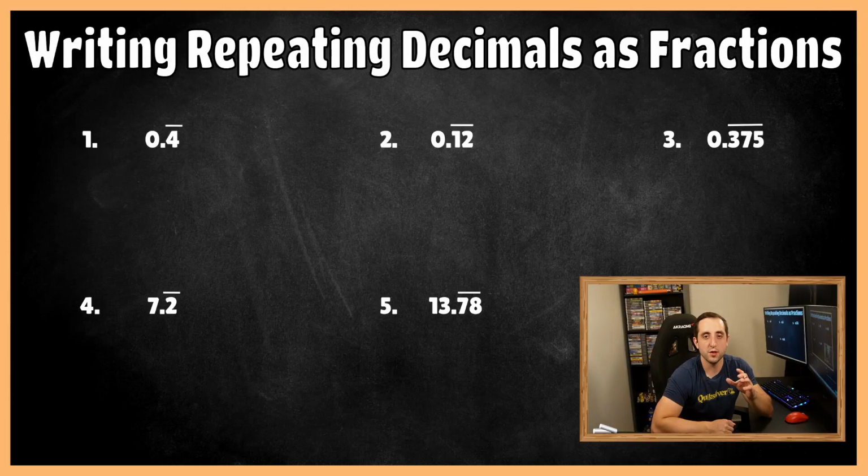For the first 5 questions, we're going to be dealing with decimals that have every digit repeating behind the decimal point, and then we're going to branch off into some of those numbers being non-repeating behind the decimal point. So let's go ahead and jump into number one, where we have 0.4 repeating.